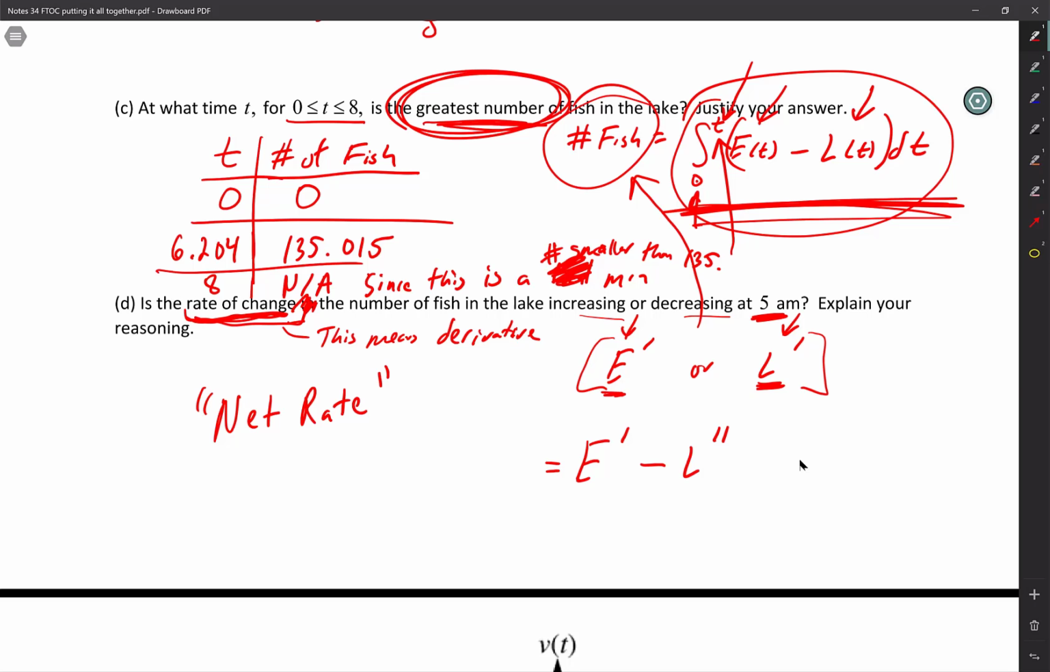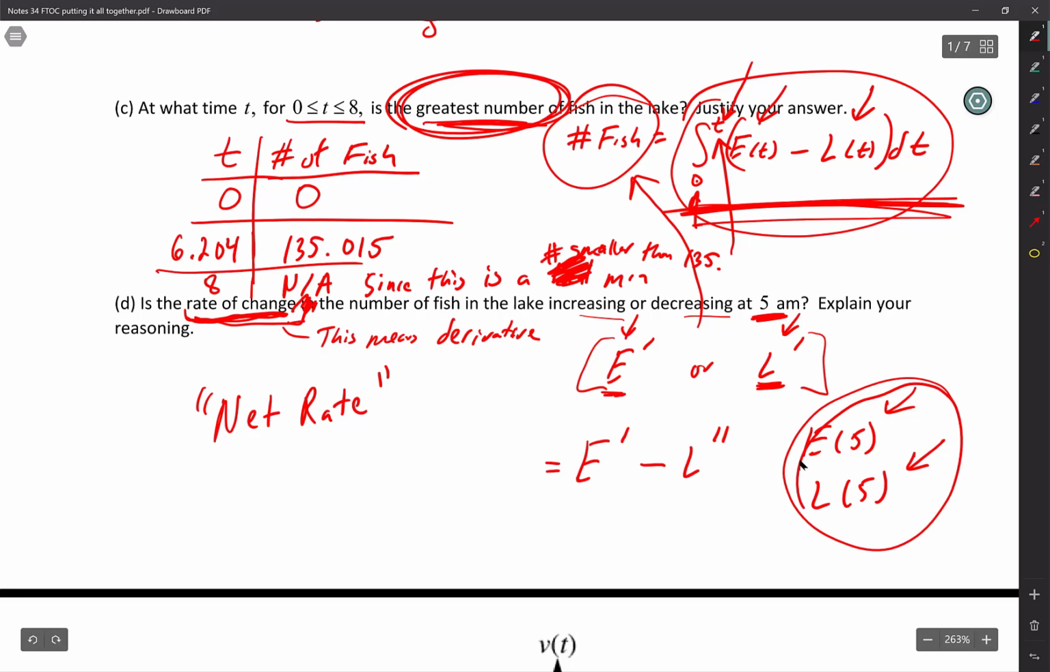They're okay. So Godinez asked a question, guys. She asked, why can't I just find E of 5 and L of 5 and compare those values? Those are already rates. These are telling me how many fish are entering at 5 and how many fish are leaving at 5. This is not telling me how fast the rate is changing. This is just telling me at that moment, is the number of fish increasing or decreasing?